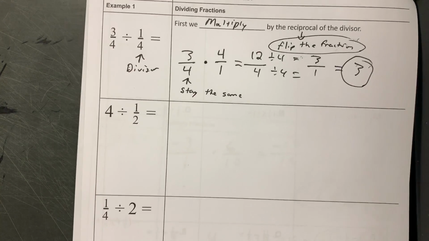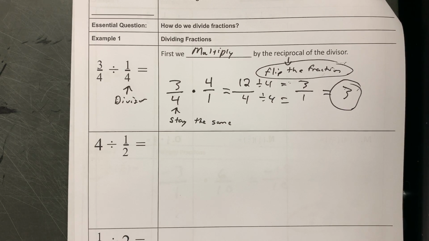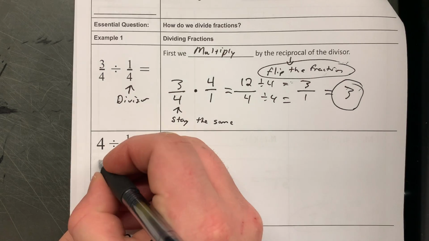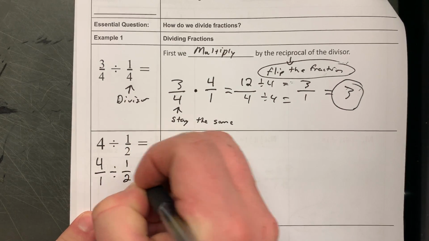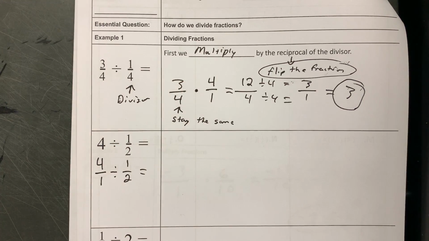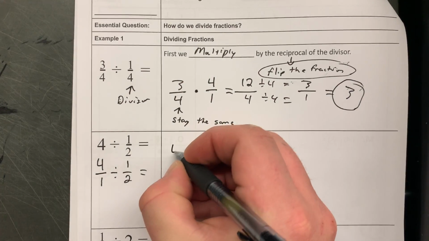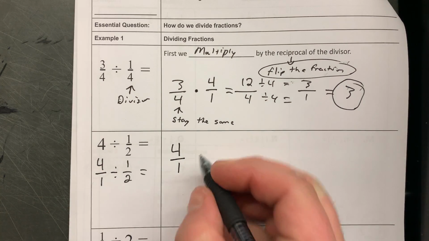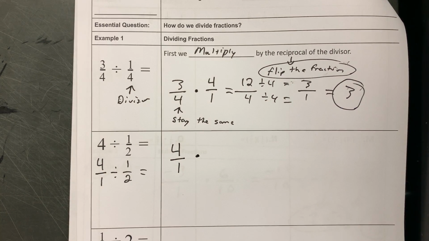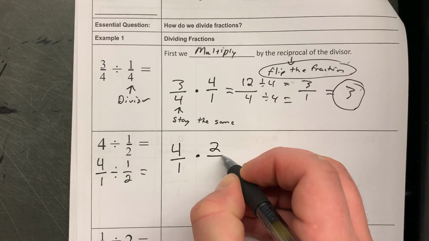Now what happens if we're dividing a whole number by a fraction? Still all the same. We're just going to turn our whole number into a fraction right off the bat. And we can just follow these same steps. First number stays the same, 4/1, our fraction. We're going to multiply instead of divide. We're flipping our reciprocal, or we're flipping the divisor and turning it into its reciprocal. So we're flipping it, so it's actually going to be 2/1.